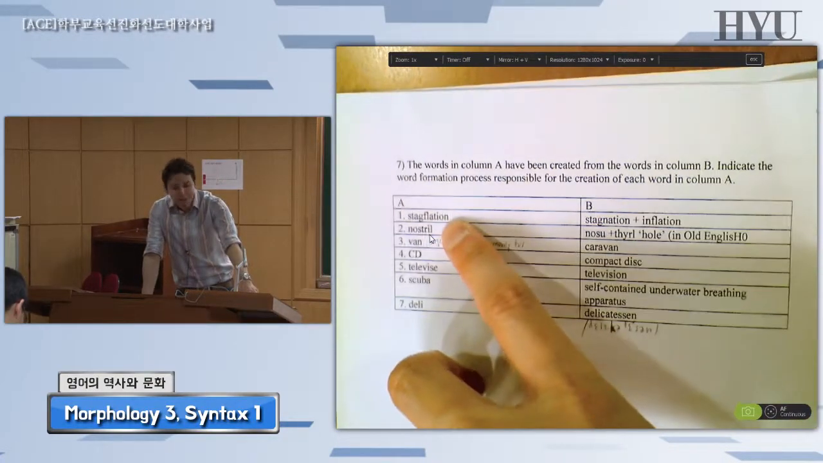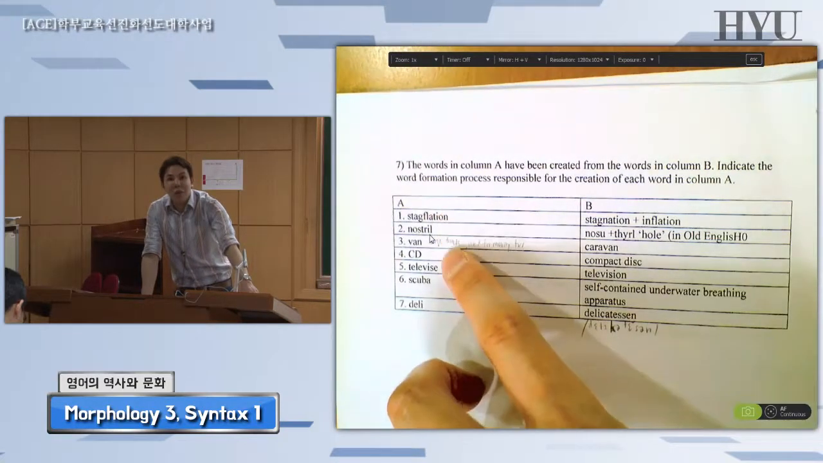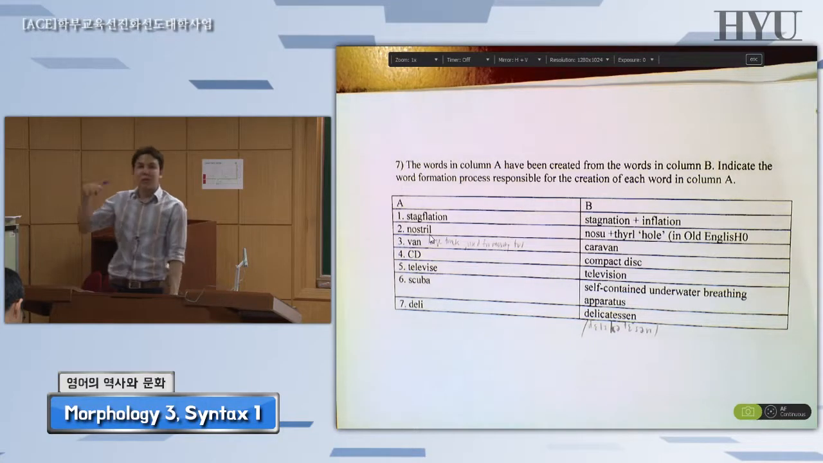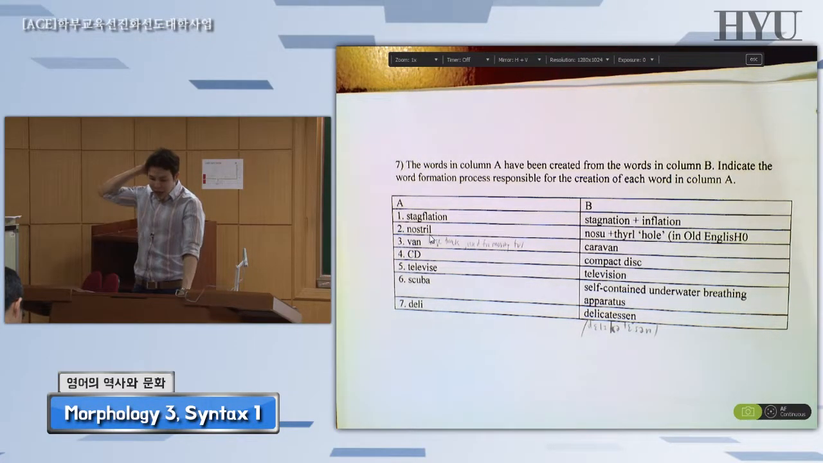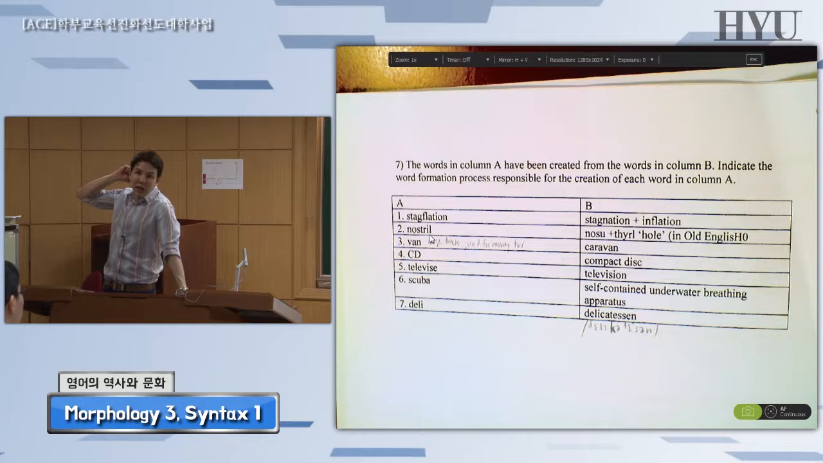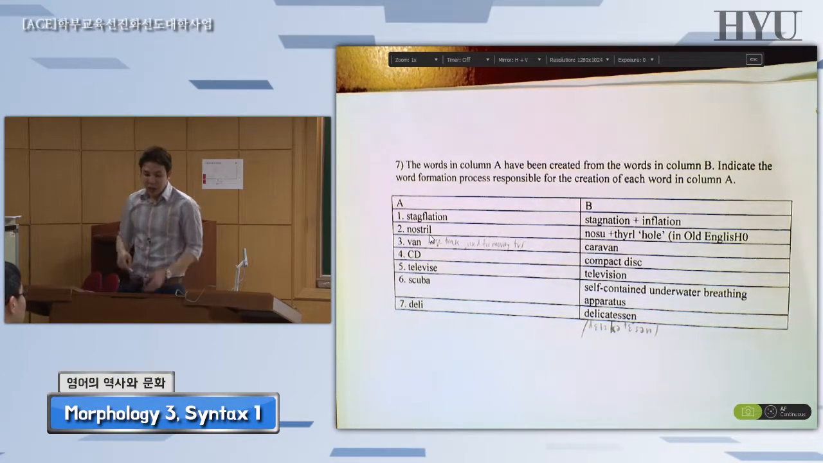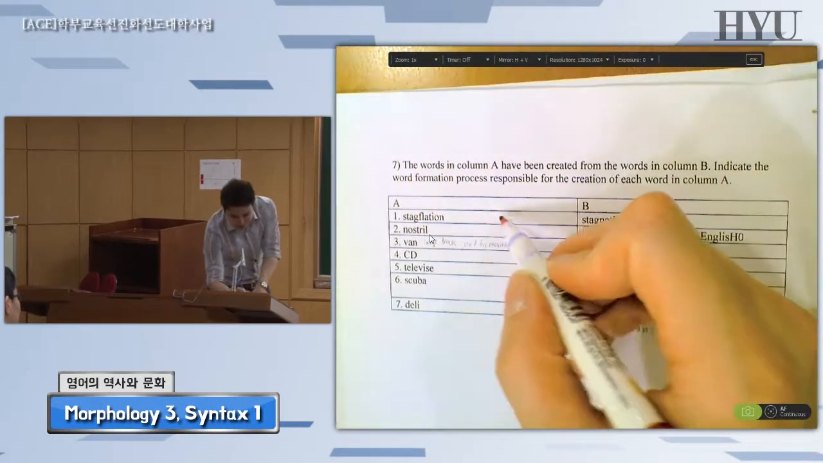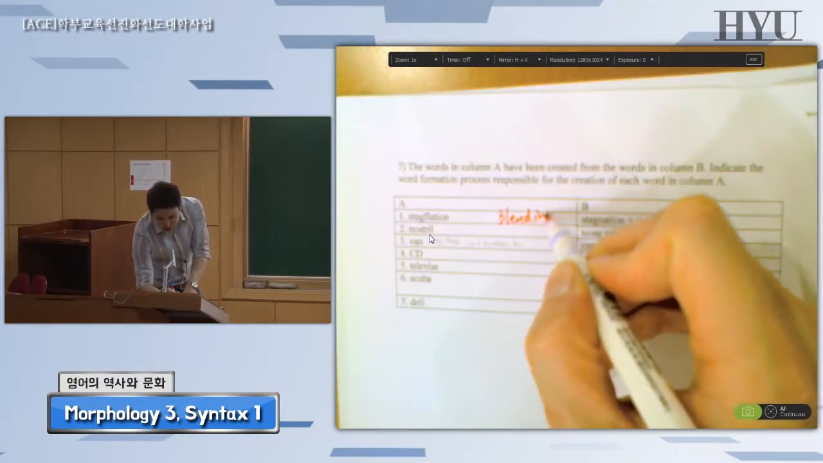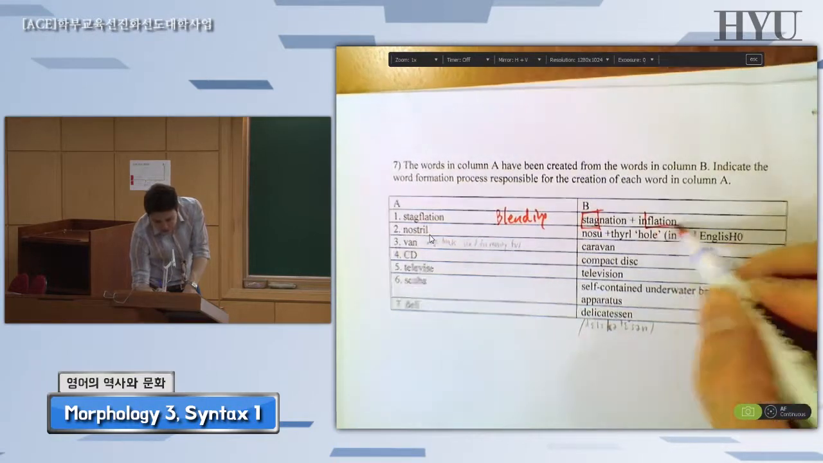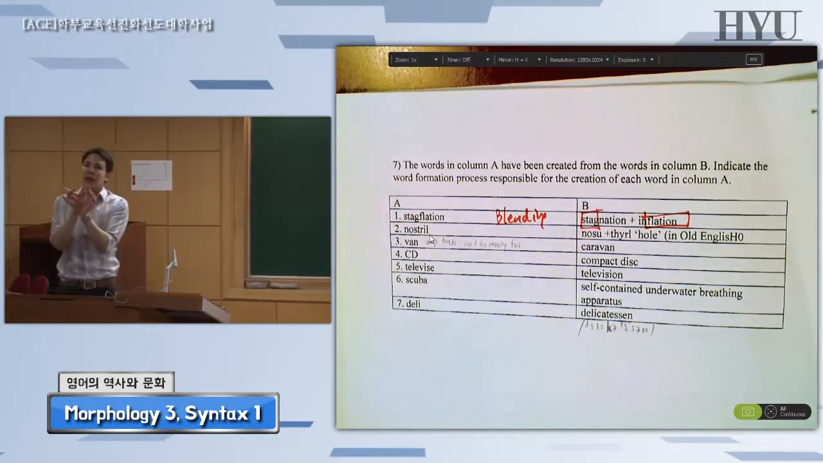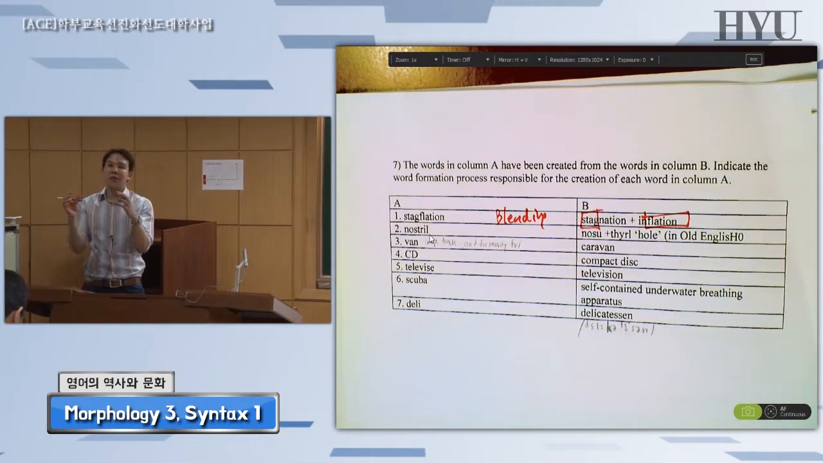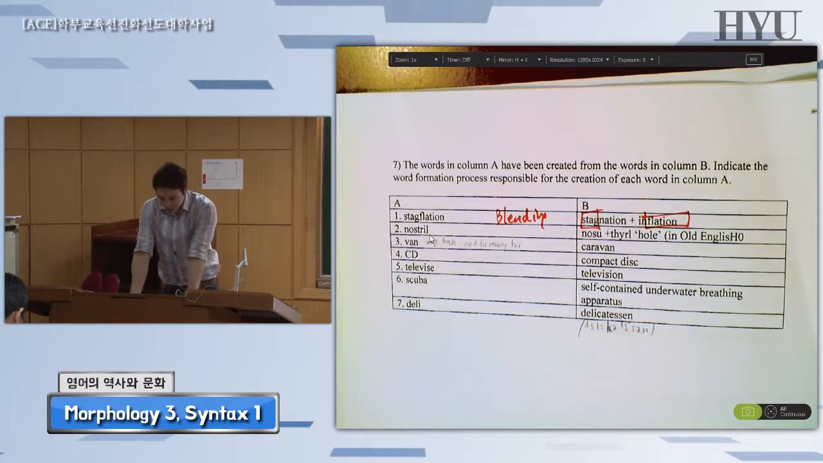Okay? Stagflation, for example, A1. Stagflation comes from stagnation, to be still, right? To stand still. And inflation, okay, a type of economic situation. So this one is blending, right? So we have blending. Because you have stag plus inflation, right? You cut or you clip and then you combine. Cut, clip, and compound. Okay, so it's blending.